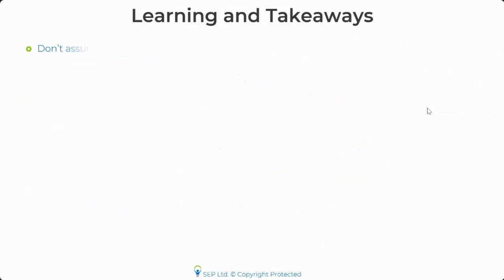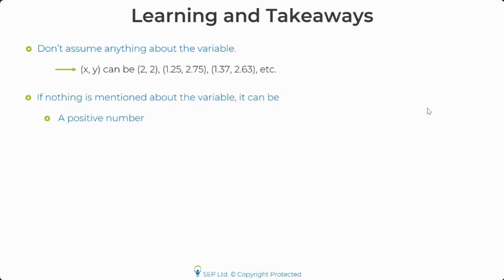Please keep in mind, I'm reiterating again, don't assume anything about the variables unless and until they specifically state that it's a positive integer. x and y could have been anything in this case. So if nothing is mentioned about the variable, what I do as a general practice is I ensure I think about all the possible cases. I simply take it as real numbers either way. But if you have to divide and think, it could be a positive number, it could be a negative number, it could be a fraction, it could be an integer, anything is possible if nothing is mentioned about the variable.